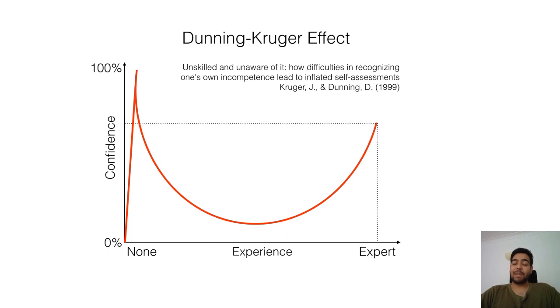The next one to keep in mind is the Dunning-Kruger effect, and it says that the least experienced person is the most confident one. If you look at this graph, you can see on the x-axis that the person who has the least experience is the most confident on the y-axis, and even the expert is less confident than the least experienced person.